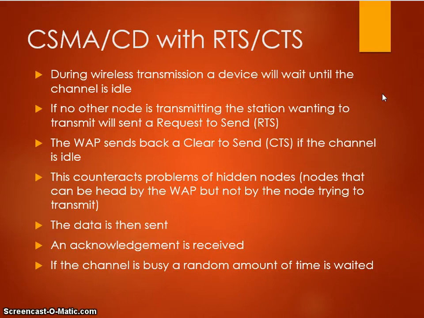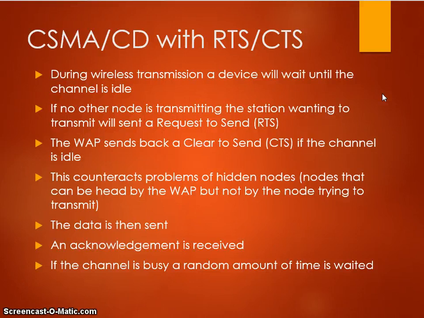So the device will send the RTS to the WAP. I've got a request to send. And the WAP will say, yes, clear to send. And at this point, they block all other data and devices from being able to send data. The data is then sent, and an acknowledgement is received. Once an acknowledgement is received, that cuts the communication. They know that that data, that packet has arrived successfully.